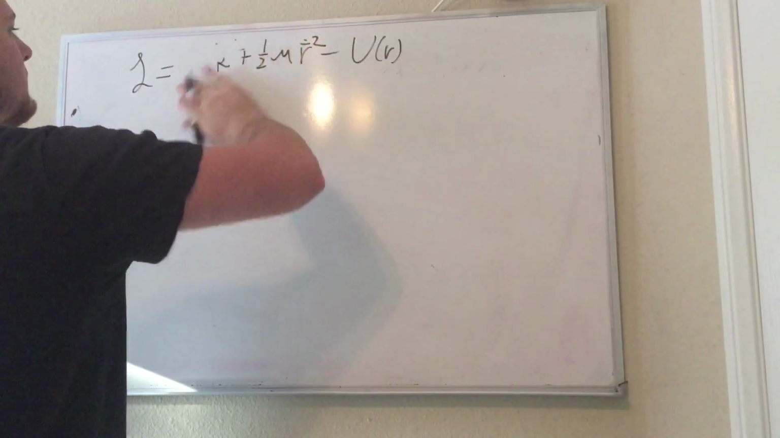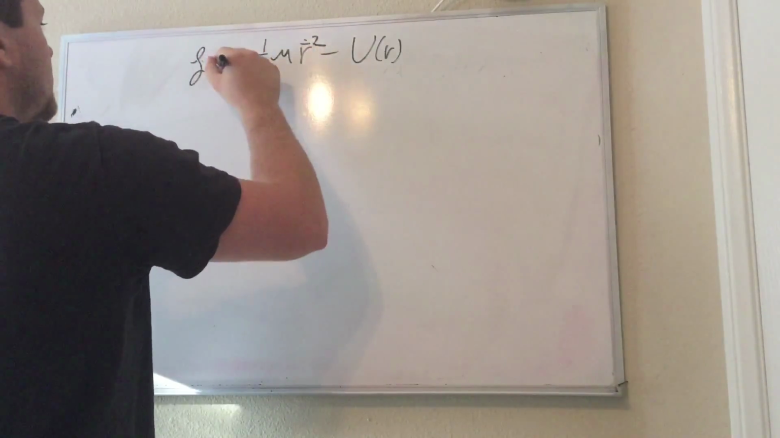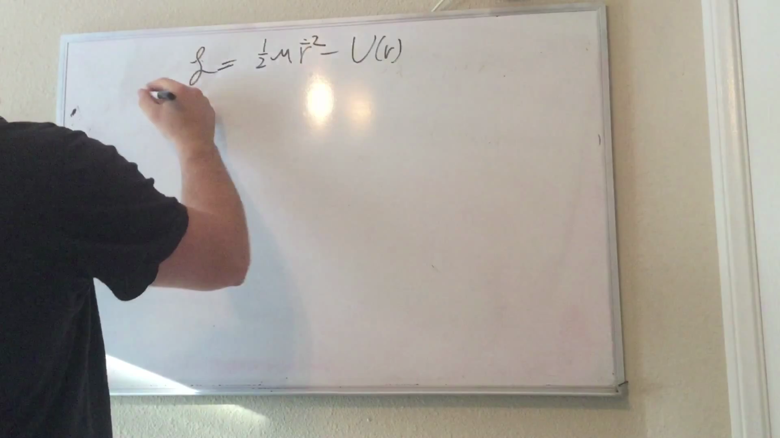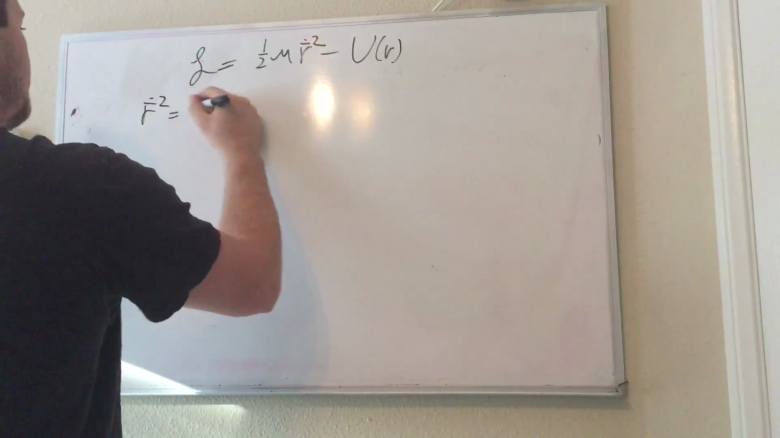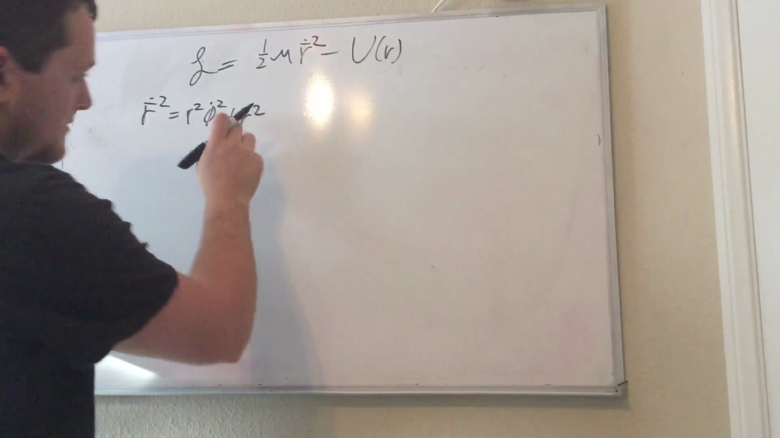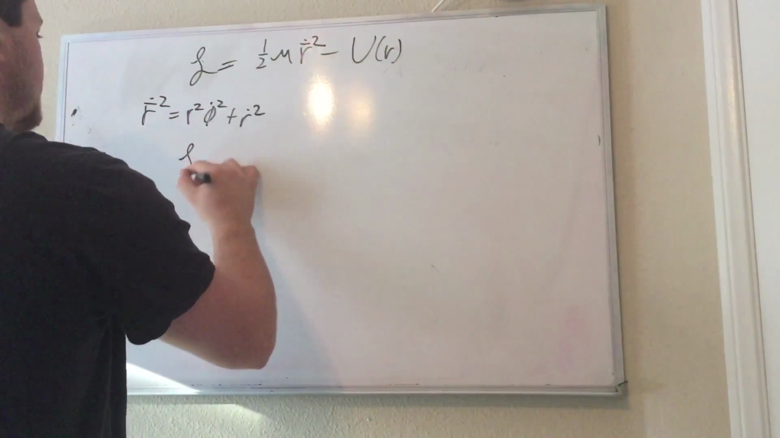That's very nice. This Lagrangian now is something very simple, which is very easy to deal with. So let's take note, remember, that r dot squared is r squared phi dot squared plus r dot squared, where this is the magnitude, this is a vector. So we're going to write that into our Lagrangian.